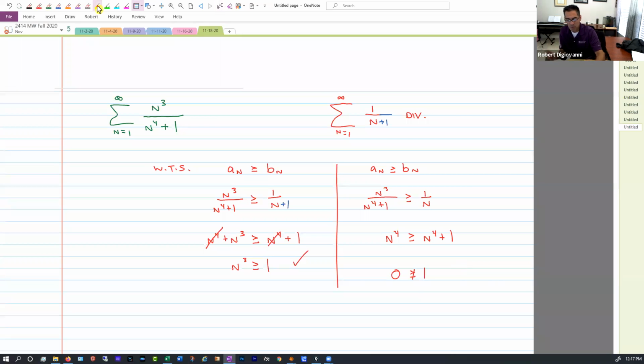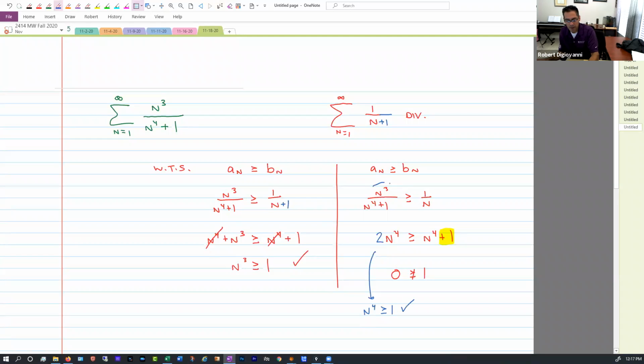So what I was saying was this +1 here is causing the issue, right? So is there a way I could have made the left side 2n to the 4th? Think about that. If this would have been 2n to the 4th instead, then when I subtracted n to the 4th on both sides, what would I have gotten? n to the 4th bigger than or equal to 1, which would have been true, right?